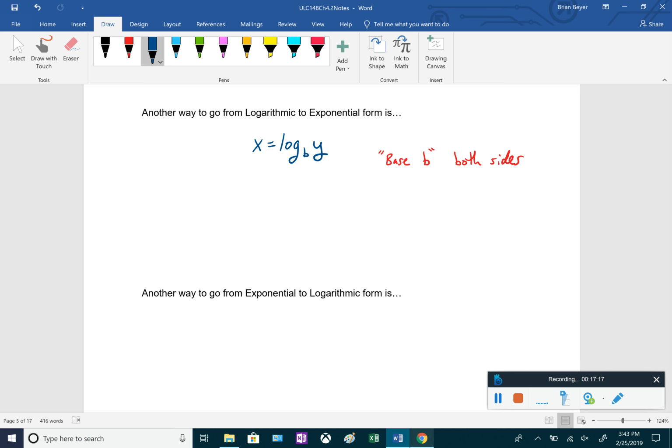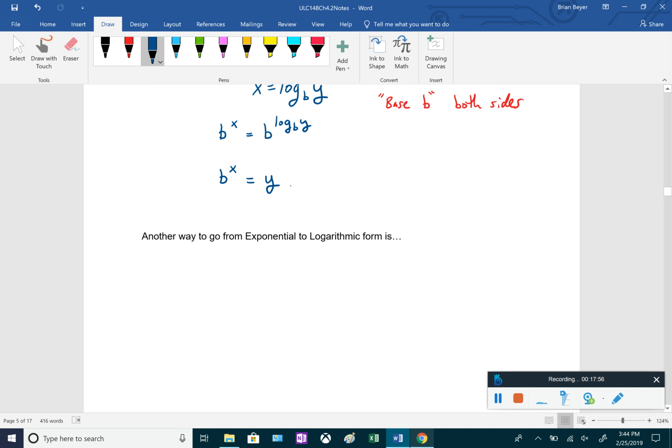So what this means is essentially we're taking both sides of the equation to be exponents on base b. So it's going to be b to the x equals b to the log base b of y. So our original expressions on both sides of the equation are now exponents to base b. The left-hand side stays the same. It's just b to the x. The right-hand side, we're actually using the inverse property here. b raised up to the log base b of y. They're both base b, same bases. They cancel. We're just left with y. So that gives us our exponential form.